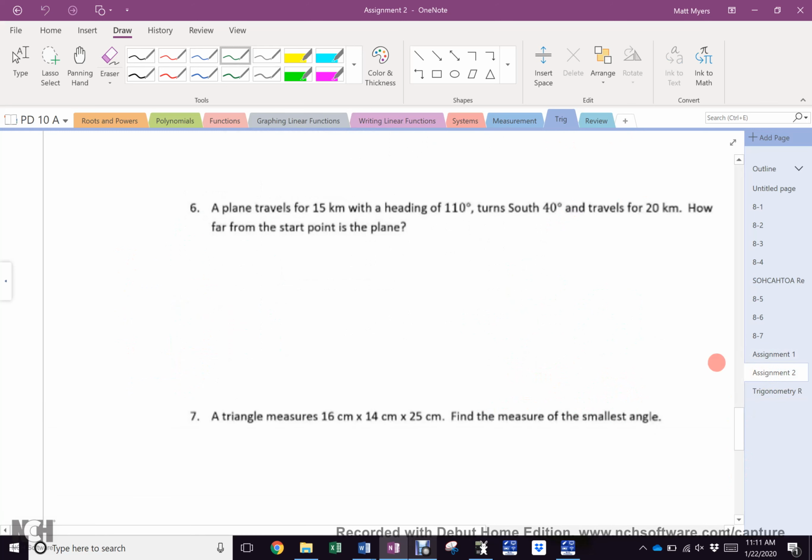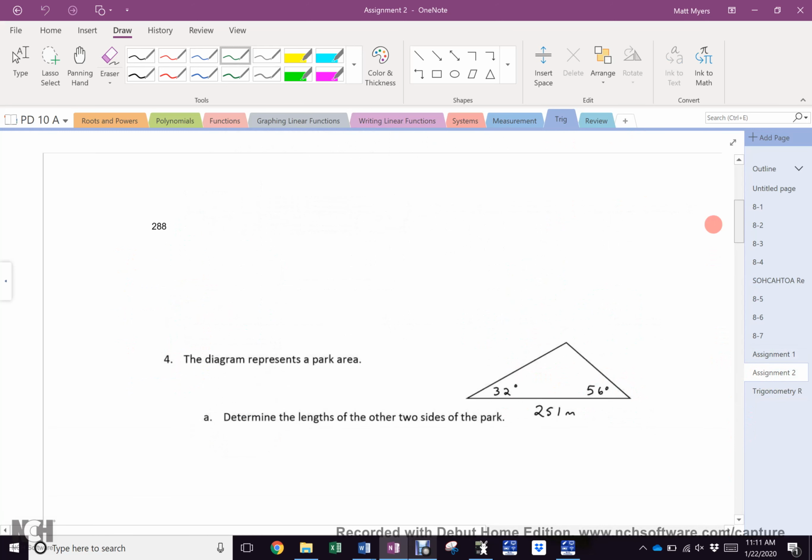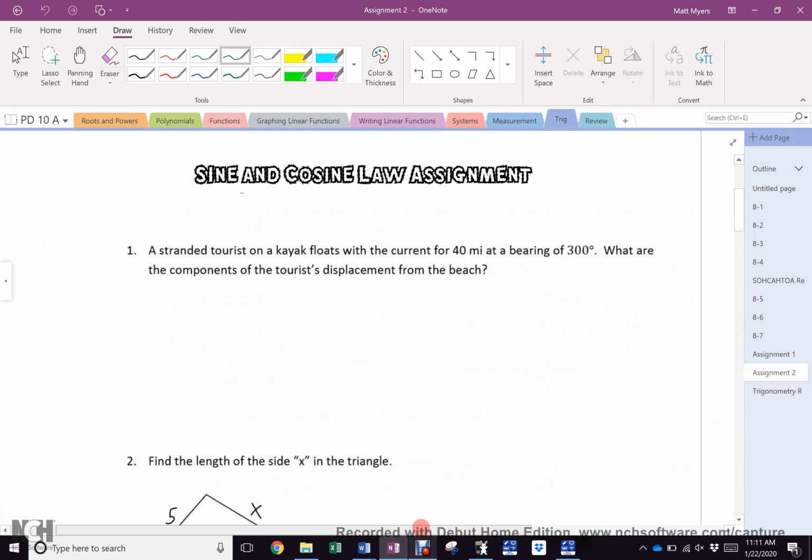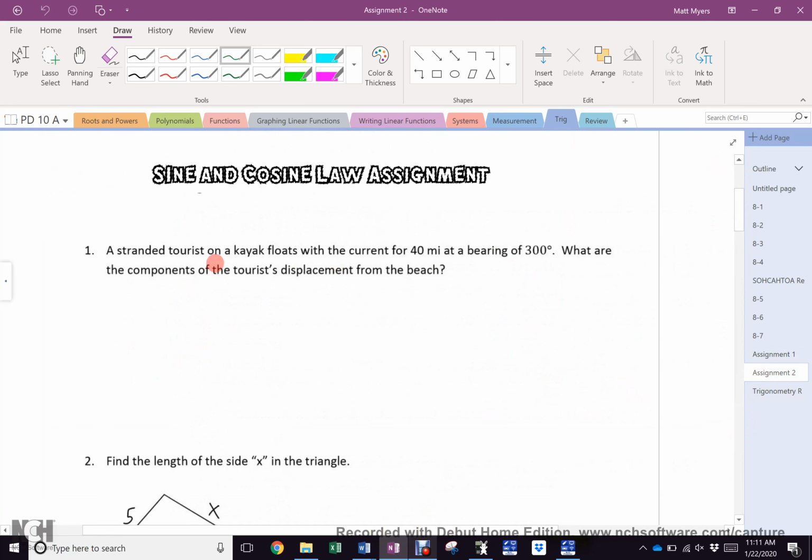Moving along to the sine and cosine law assignment. A stranded tourist floats for 40 miles at a bearing of 300. Well, 40 miles, 300. 90, 180, 270, 300 for 40 miles.